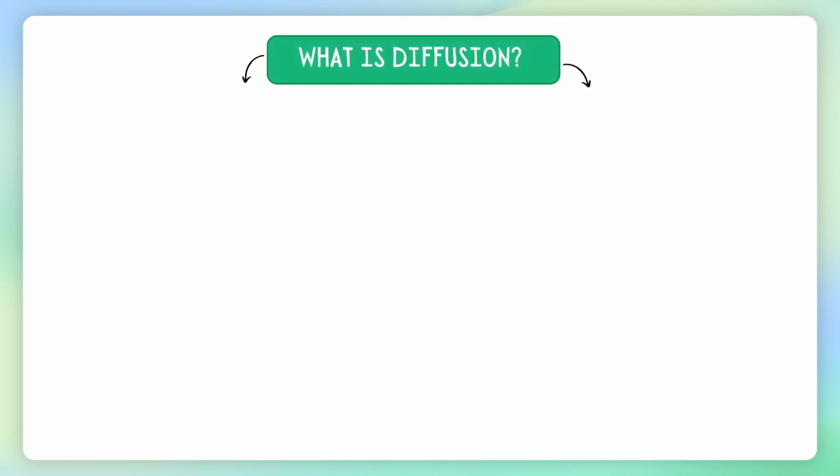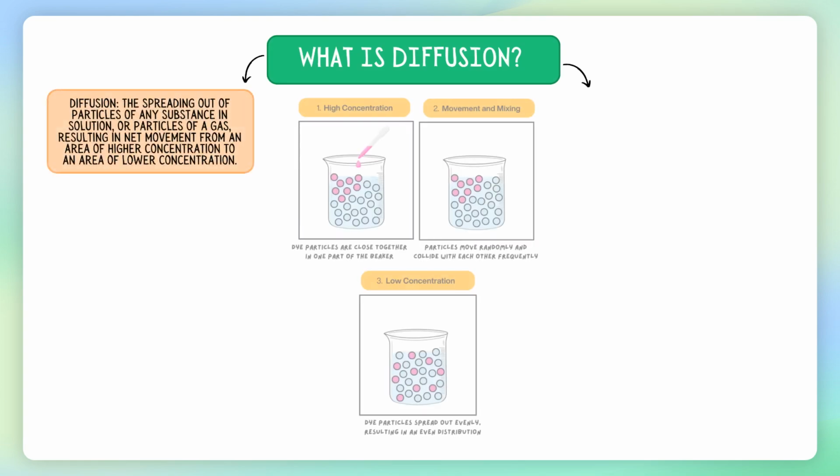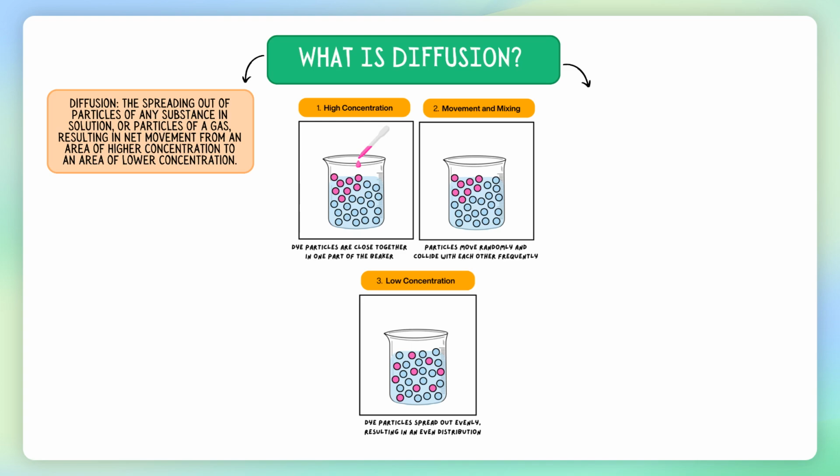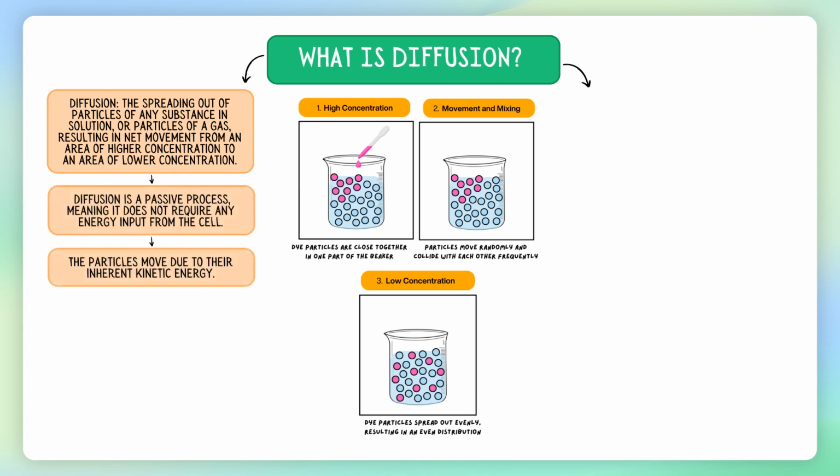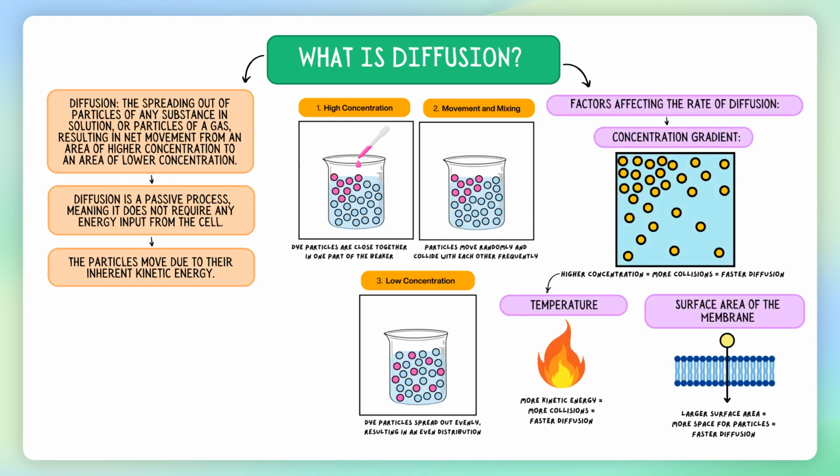In today's lesson, we explored the concept of diffusion and how it works. We began by defining diffusion as the movement of particles from an area of high concentration to an area of low concentration until they are evenly distributed. This process occurs in gases and liquids due to the kinetic energy of particles, which makes them move and spread out. It's a passive process that does not require energy. We also discussed that the rate of diffusion is influenced by the concentration gradient, membrane surface area, and temperature.